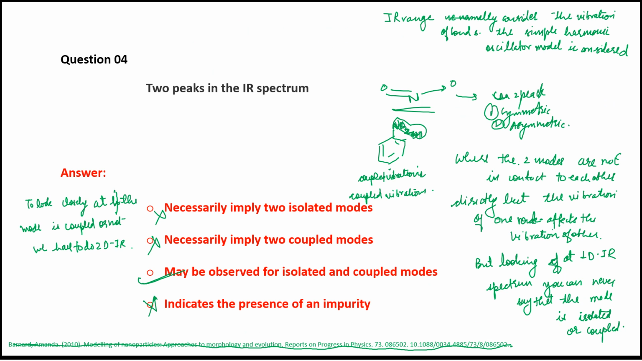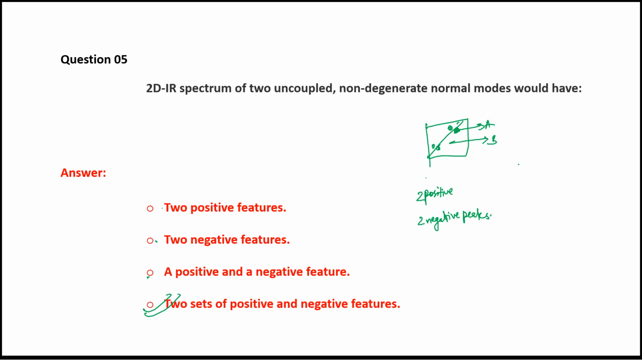These are all determined when you go to the further advanced technique, that is 2D IR spectroscopy. In 2D IR spectroscopy, if two of the modes are related to each other, coupled and not isolated modes, then we can easily find this out, and I'll be telling you that later. The first case was of 2D uncoupled non-degenerate normal modes.